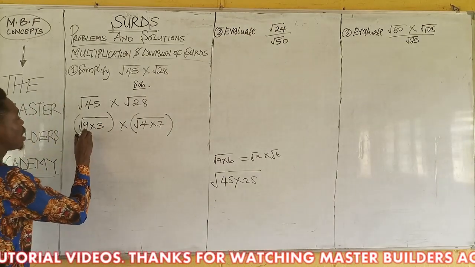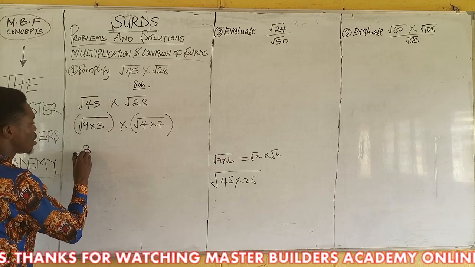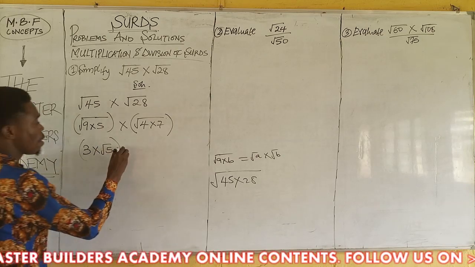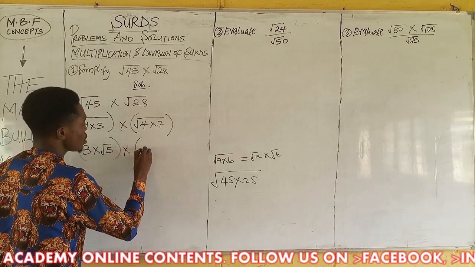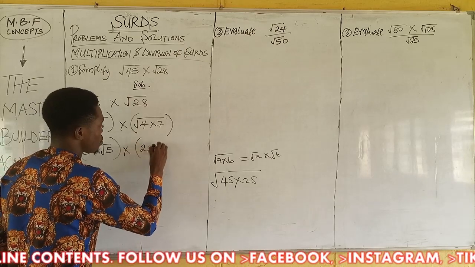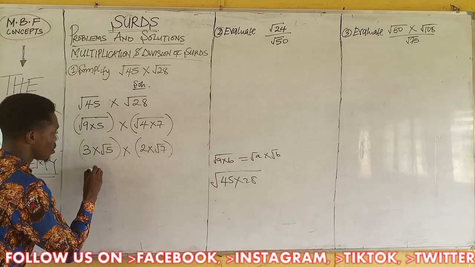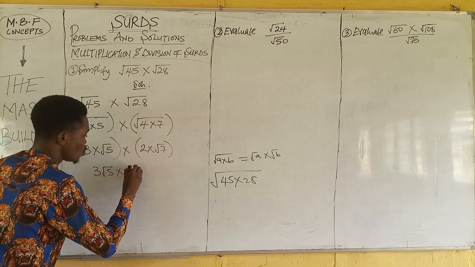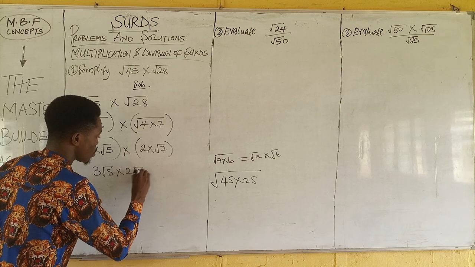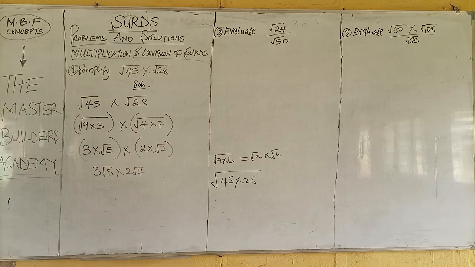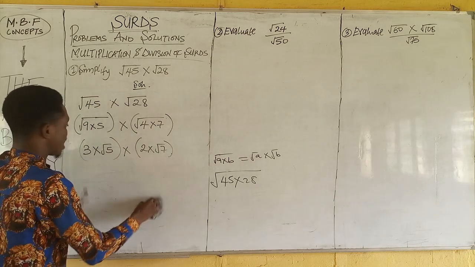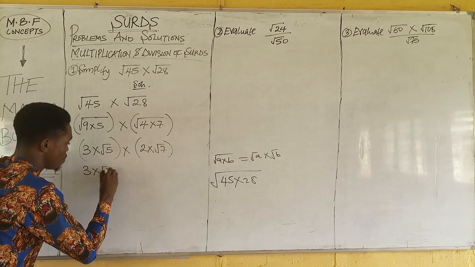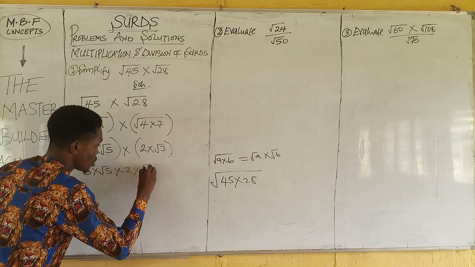Okay, so at this point now, 9 is a perfect square, so I'm going to have 3 times root 5. The root of 9 is 3. Times root of 4 is 2 times root 7. So this would have given us 3 root 5 times 2 root 7. This is it. The next thing you do, so now, at this point, what we simply do here is to now say, okay, 3 times root 5 times 2 times root 7.